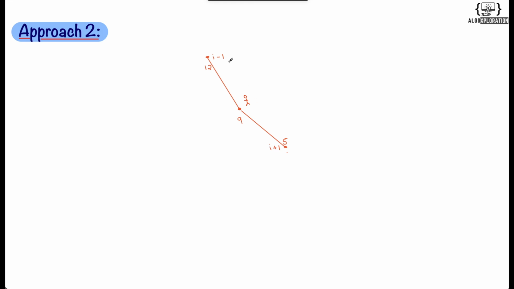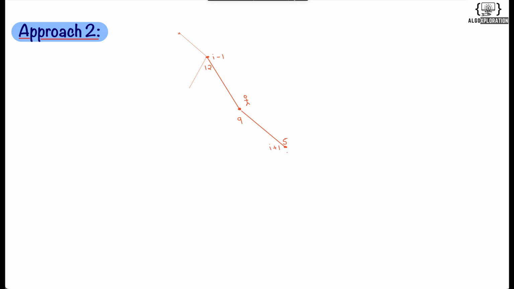See, if I go on the left hand side, the value present at a of i minus 2 might be greater than this 12, let's say 15. Or the value present at i minus 2 can be lesser than 12.